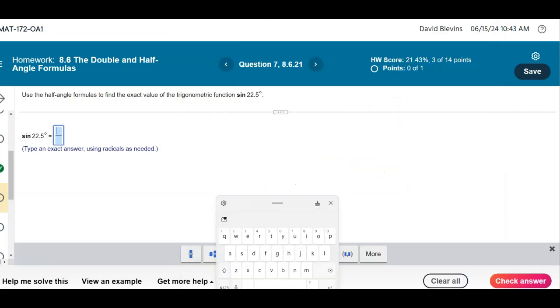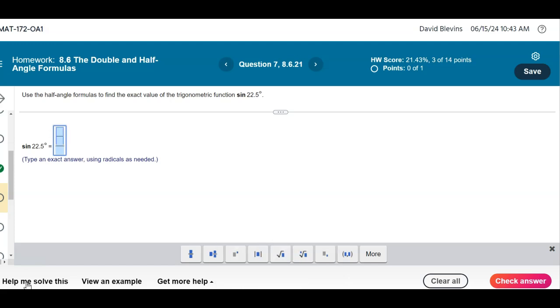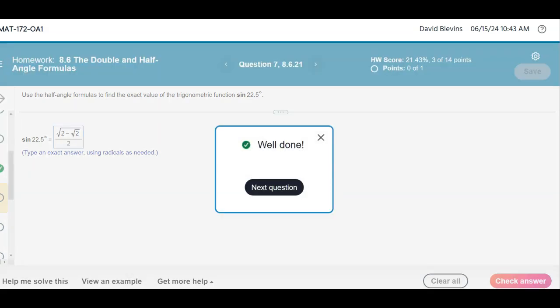So again, fraction. We got a square root. We got a 2 minus. We got another square root of 2. On the bottom, we got 2. 2's all over the place here. So that's how we use that half angle formula for the sine function.